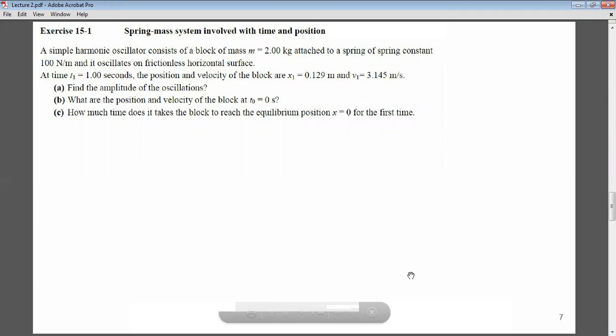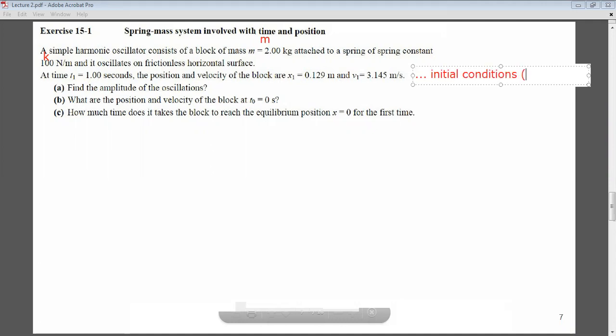So a simple harmonic oscillator consists of a block of mass m, 2 kilogram, attached to a spring of spring constant K equal 100 Newton per meter. So I have the m and I have the K. And now I have that at time equal 1 seconds, the position and velocity of the block are x1 and v1. So these are the initial conditions, from where I can get A and phi. So always remember, if A is not given, I can get it from the initial conditions.